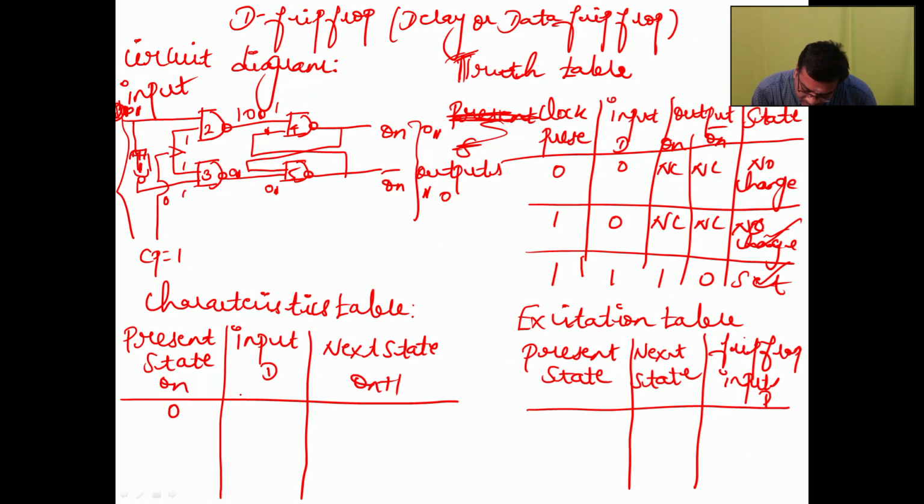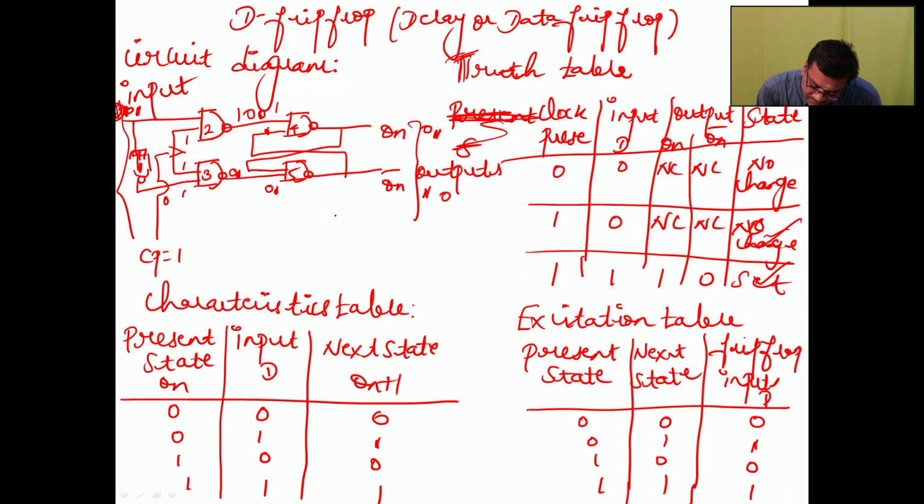So the table, present state 0, 0, 0, 1, 1, 0, 1, 1. 0, we will get 0, 1, we will get 1. So 0 0 is 0, 0 1 is 1, 1 0 is 0, 1 1 is 1.